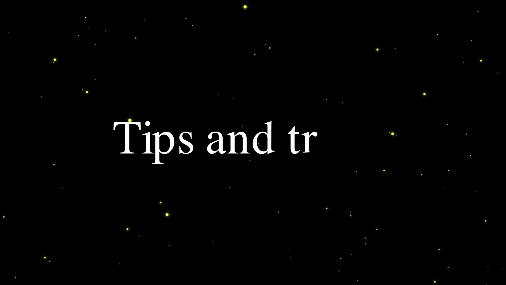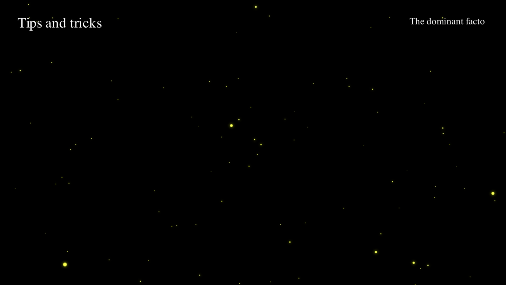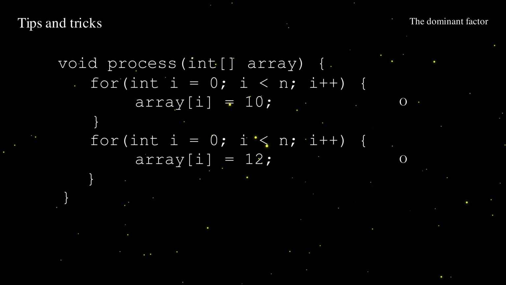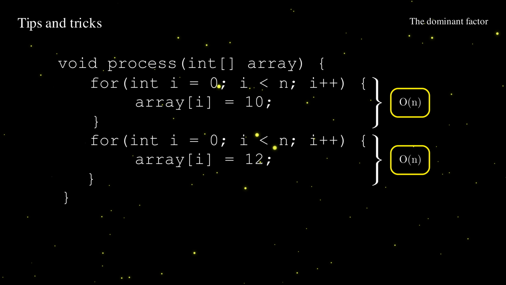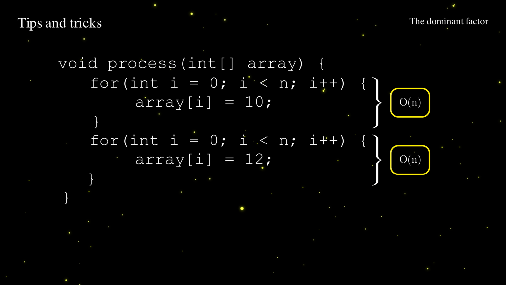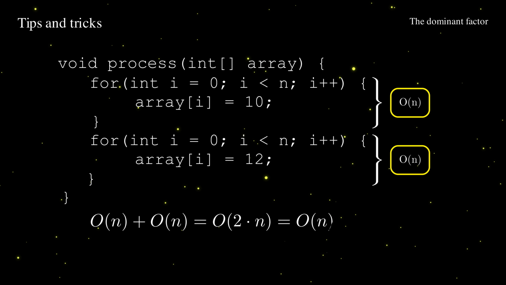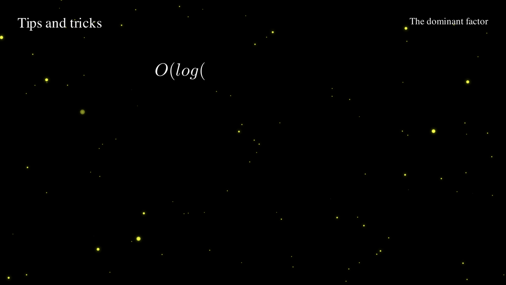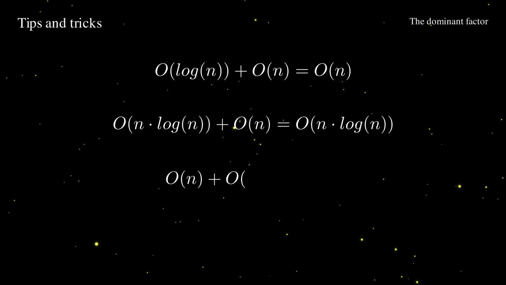Now here are 2 tips and tricks that you should know when computing time complexity of an algorithm. First, you need to identify and express the time complexity relative to the dominant factor of the function. In this case, we have 2 sequential for loops, which both have linear complexities. Even though technically we can express the complexity as big O of 2n, we're going to drop the constant and keep the dominant factor, which is n. This rule applies with all complexity types, as you can see in those examples.